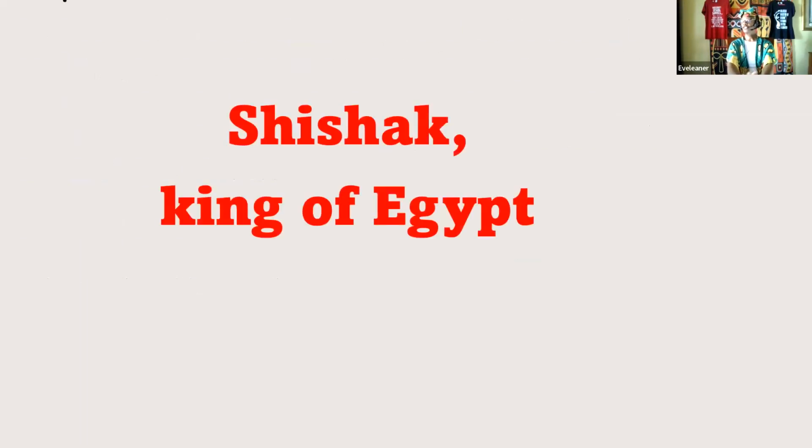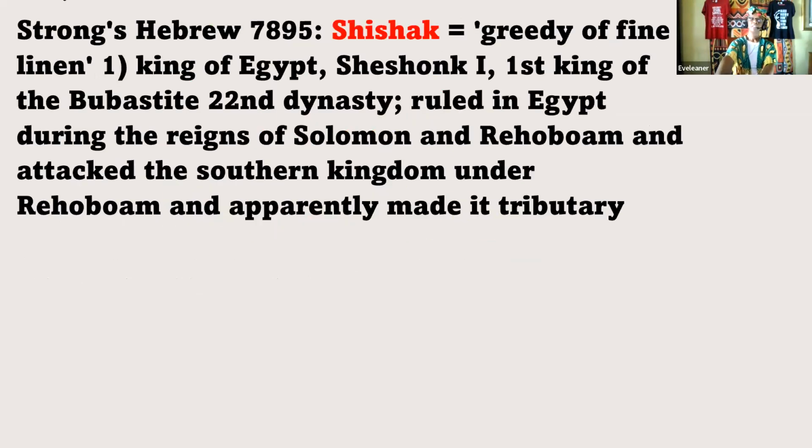So we're going to go to Shishak, because remember that he was mentioned, this king of Egypt was mentioned when we were reading about Jeroboam. So in Strong's Hebrew Concordance, Shishak, his name means greedy of fine linen. I don't know what that means. Yeah, fine linen. But it tells us he was the king of Egypt.